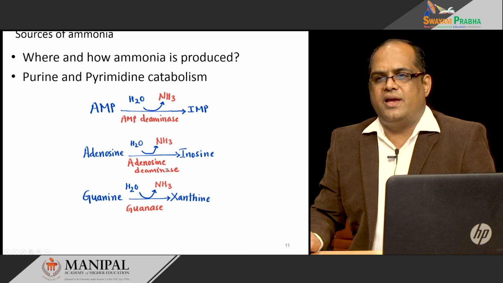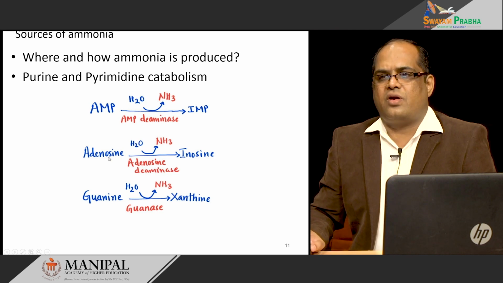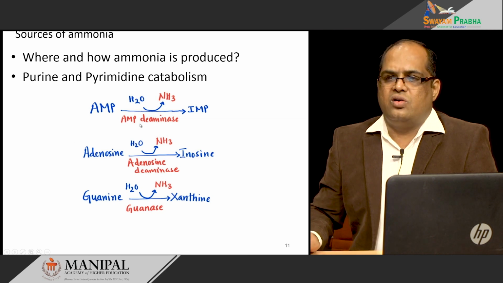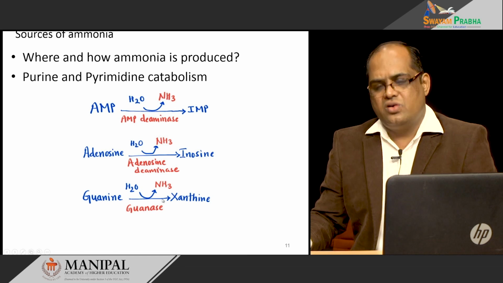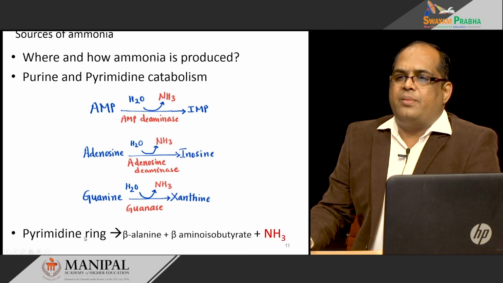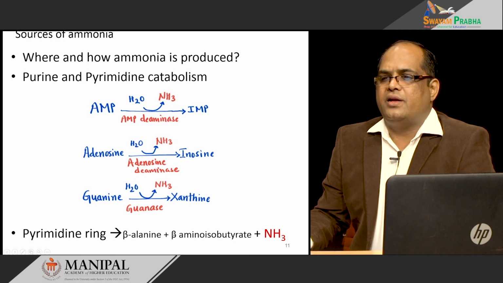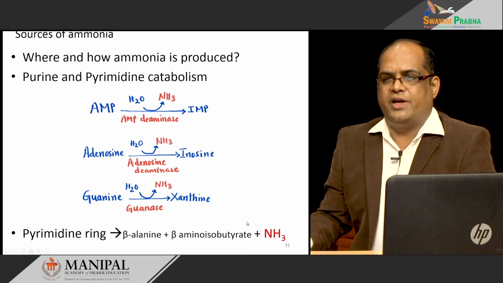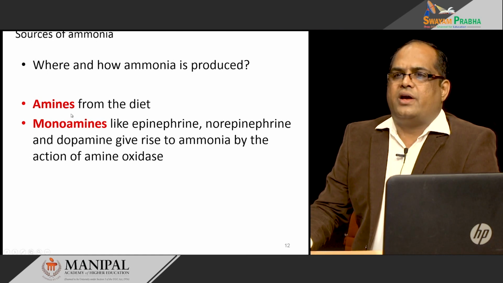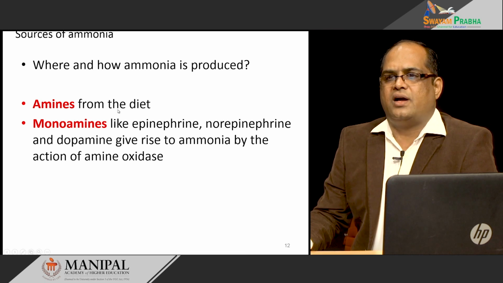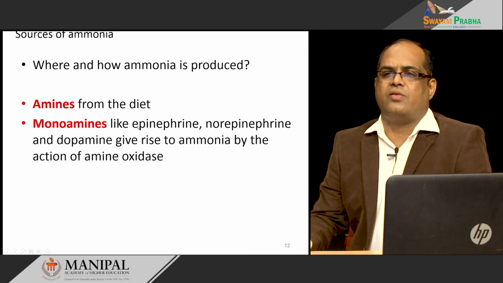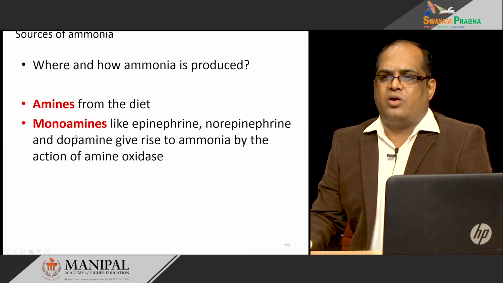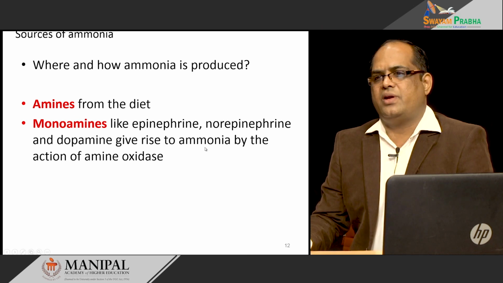As the name indicates, deamination is the removal of an amino group from adenosine to inosine. Also, guanine is acted upon by guanase, which releases ammonia, and guanine converts into xanthine. And also, when the pyrimidine ring breaks down, it gives out ammonia, and pyrimidine is converted into beta alanine and beta amino isobutyrate with the release of ammonia. Also, a small amount is produced from the amines from the diet, and also monoamines like epinephrine, norepinephrine, dopamine undergo catabolism by the monoamine oxidase enzymes, giving out ammonia.